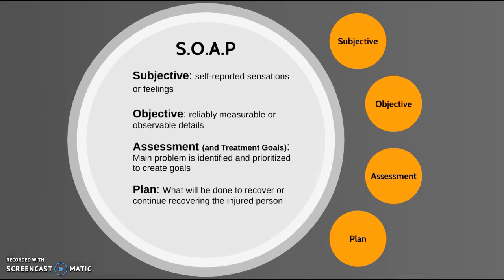Now that we have introduced our pseudo patient, we will be able to overlook the SOAP method. S stands for subjective, which is self-reported sensations or feelings. O for objective, which are reliably measurable or observable details. Then we have assessment, in which the main problem is identified and we prioritize it in order to create goals. And lastly, we have plan, which is what will be done in order to recover or continue recovering the injured person.